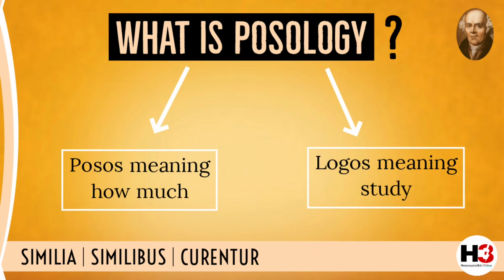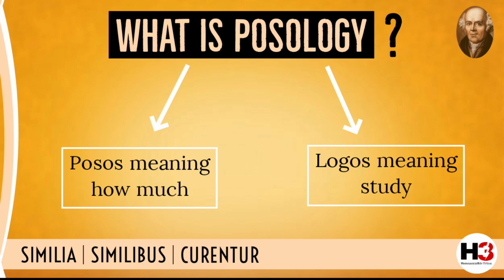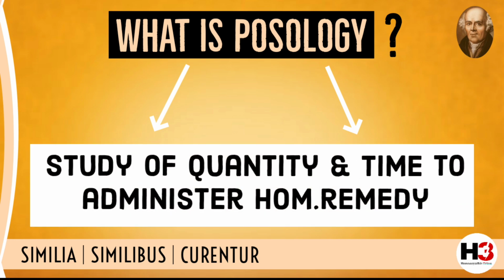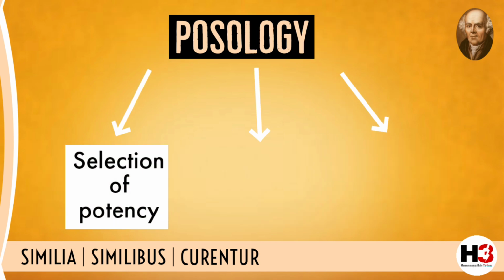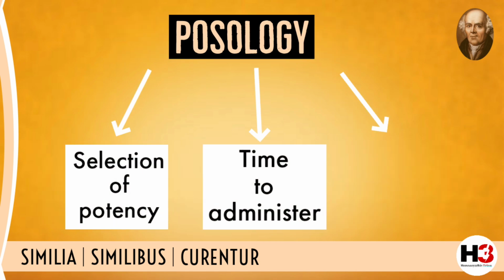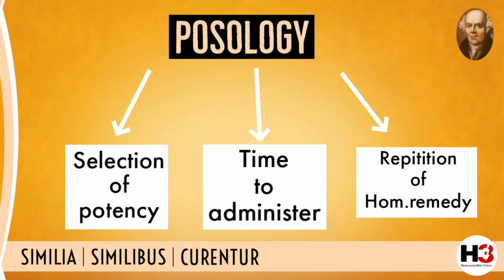So guys, the very first thing to understand is what is posology. Now posology is a word derived from two words, posos meaning how much and logos meaning study. Thus posology is the study of how much, that is the quantity of doses that have to be administered to a patient. And thus posology broadly includes three things: selection of potency, time to administer, and third is the repetition of the remedy. Now in this video we will have a look at all these three aspects in great detail, and thus this video can be a bit lengthy.